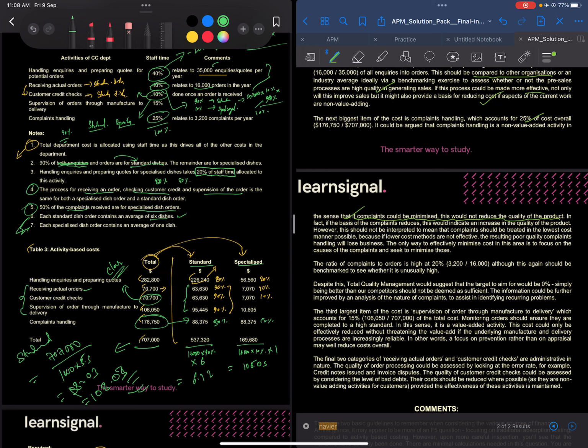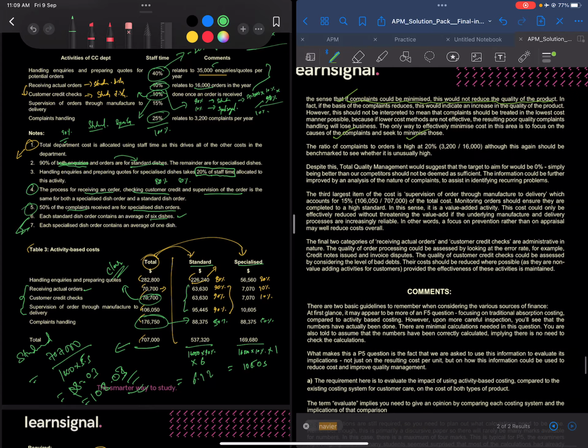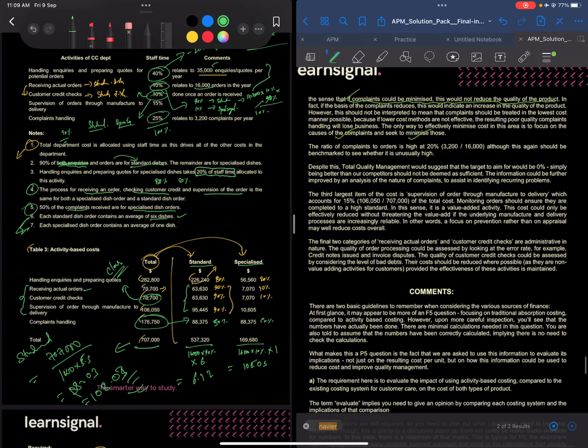So if the lower cost methods are not effective, what will happen? The resulting poor quality complaints handling will lose business, right? The only way to effectively minimize cost in this area is to focus on causes of complaints and seek to minimize them, right? So we need to identify the causes of complaints rather than only minimizing the complaints handling cost itself.